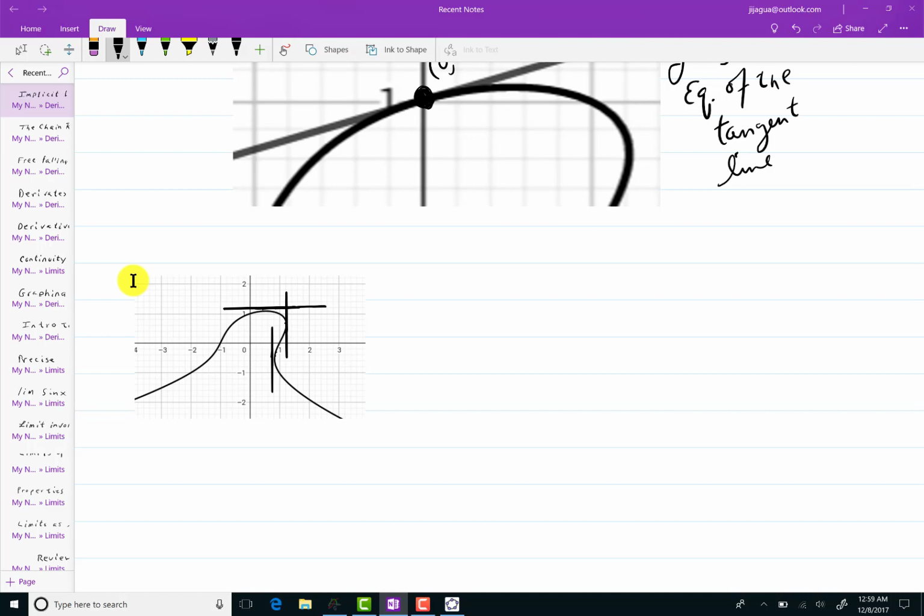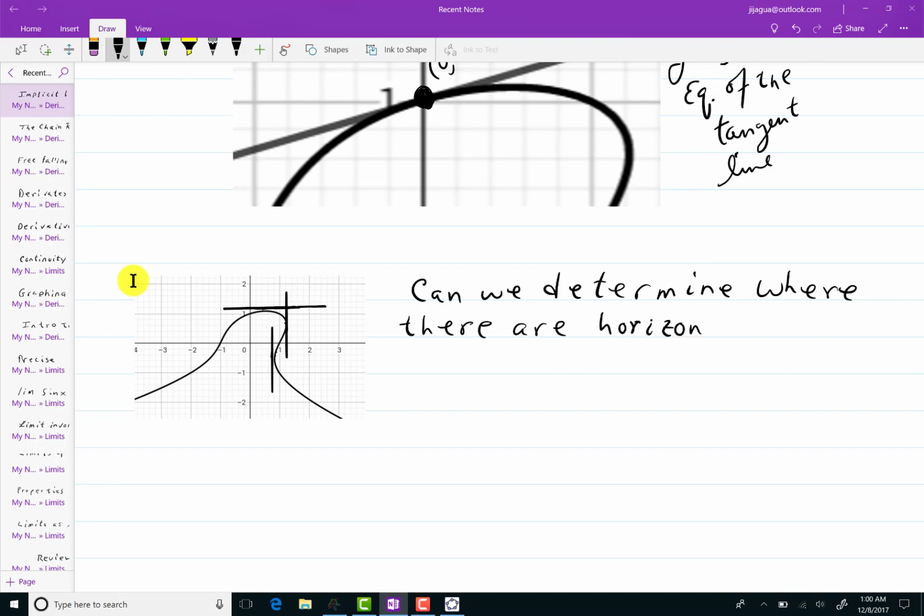So, can we determine where there are horizontal and vertical tangents? I probably should not use plus for that. And vertical tangent lines.